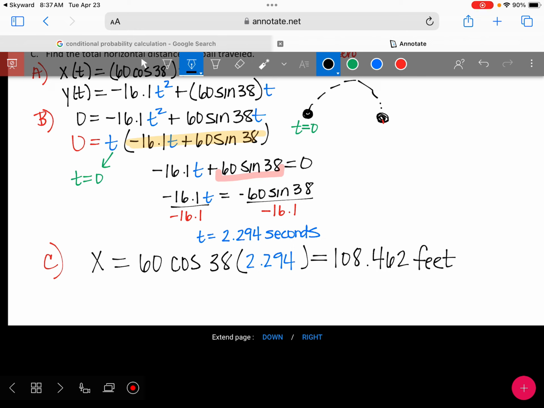So 60 cosine 38 parentheses. Okay, did you put the 38 and the 2.294 together? Make sure you put that 2.294 in its own parentheses, because that could make a difference. Raise your hand if you got that answer. Any questions about how we work through this first one? And we're going to talk about these equations again tomorrow also. Okay, all right, let's look at number 2 and then we'll end there.